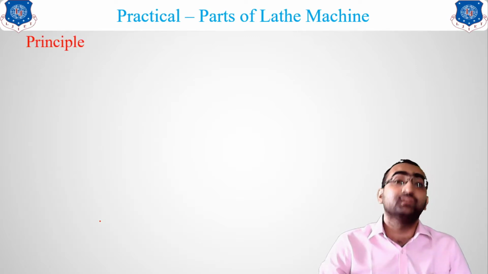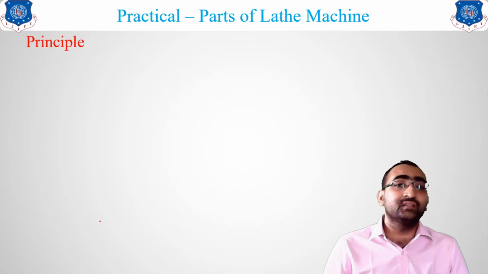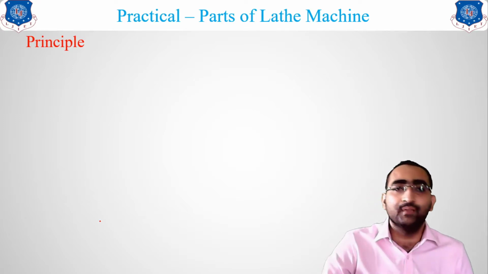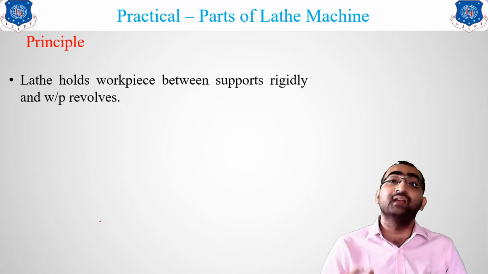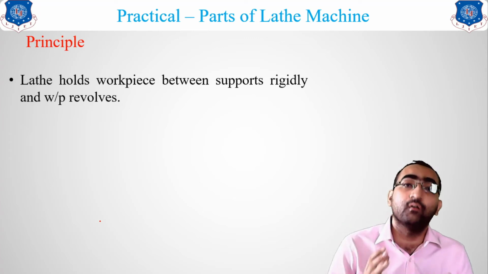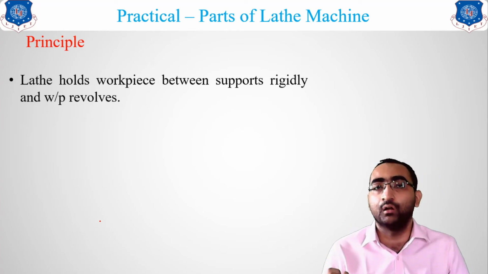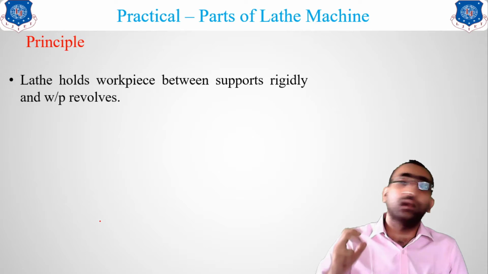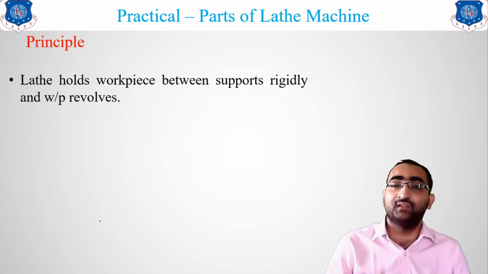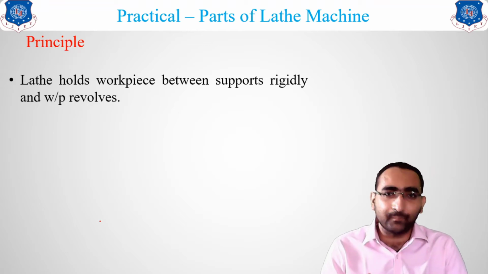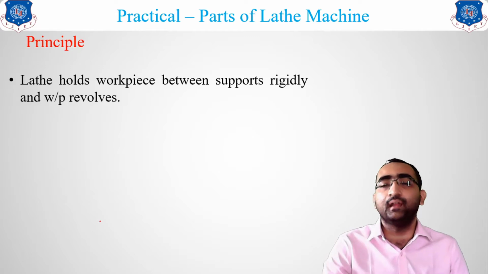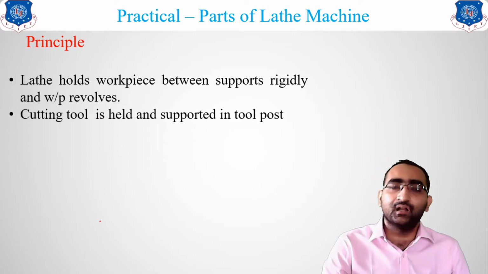Now comes the principle. On which principle does this lathe machine work? The lathe machine basically works on the principle that it holds the workpiece between the supports, with the rigidity of the headstock, and the workpiece is allowed to rotate at a very high speed. So this is the first thing we are doing: taking the workpiece, holding it in the headstock in a chuck, and rotating it at a very high speed.